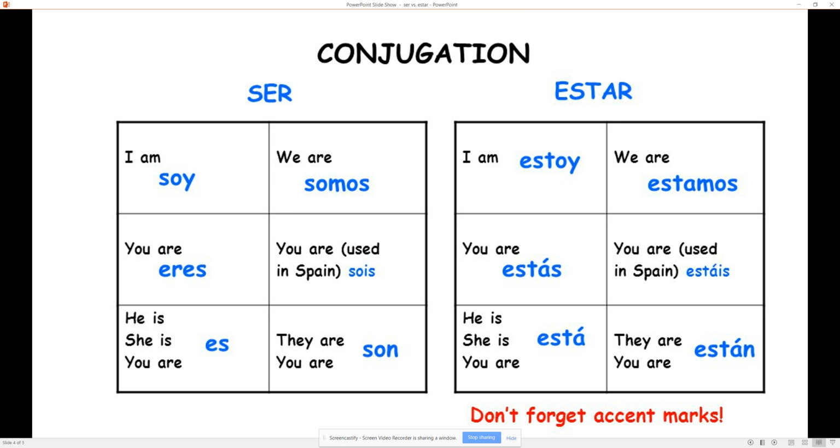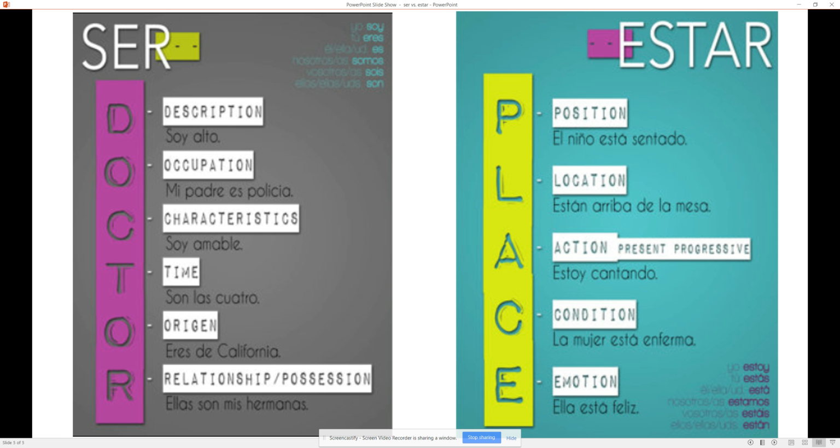Okay, so here is an acronym. One of the things that I'm always looking for is ways for students to be able to better memorize this material.